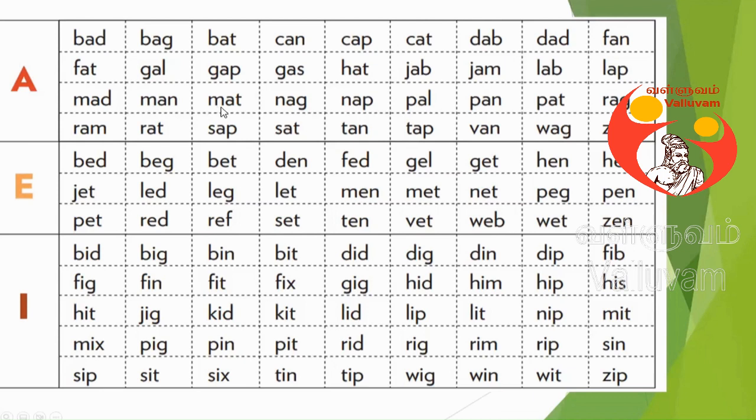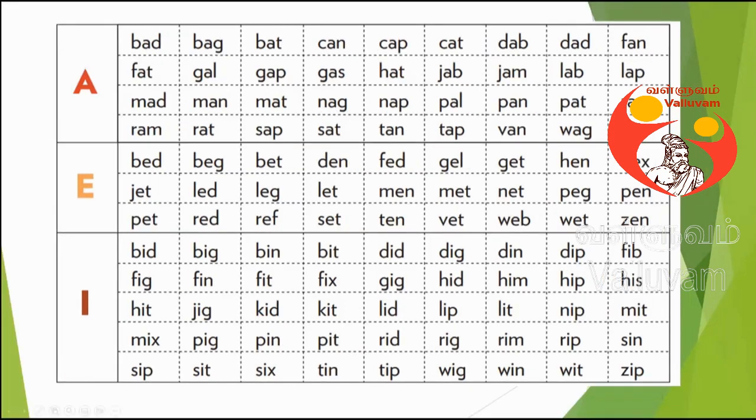Okay, you have to, don't look at your parents. You have to look at us. You try. If you can't get it, that's okay, okay? M-A-T, what is that? Sound it out. Mat. Good job. Good. Can you try sounding this out? N-A-G. So, illarum listen panungo.